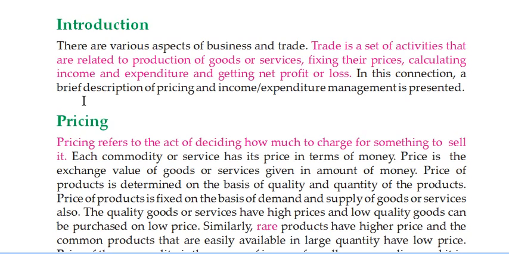Okay, so introduction. There are various aspects of business and trade. Trade is a set of activities that are related to production of goods or services, fixing their price, calculating the income and expenditure, and getting net profit or loss. So trade is the set of activities. What happens? First of all, production of goods is done. Some goods or services are produced.